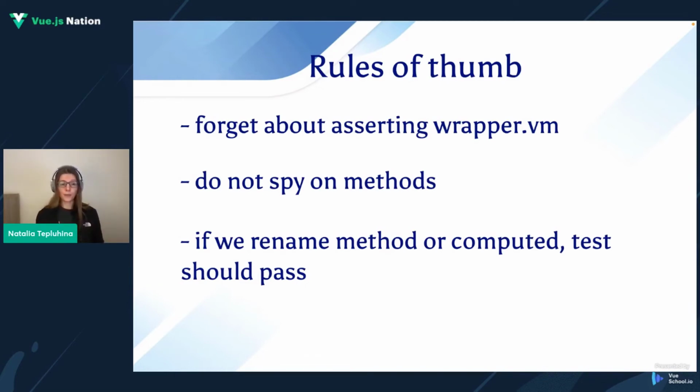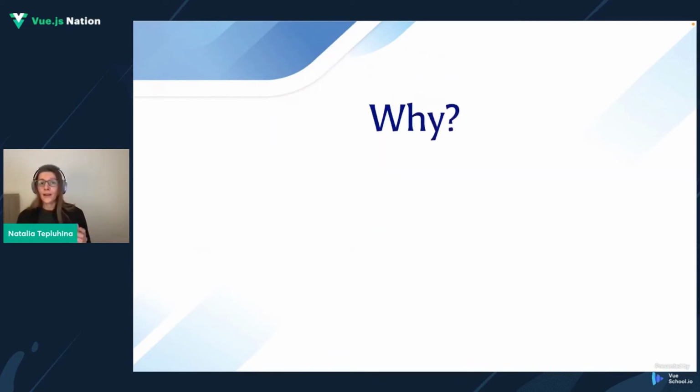Second, this is again for Vue, do not spy on methods. Do not check if methods are called. And a general rule of thumb that I really like: if you go to your component and change the name of a method or computed property, your test should pass. Because output doesn't care how the method or computed is named. Your output only cares about the value that is there. So try to rename them and see if your test is still passing.